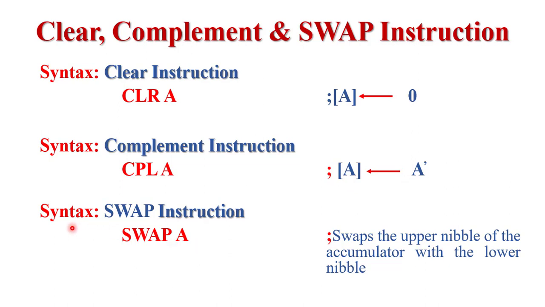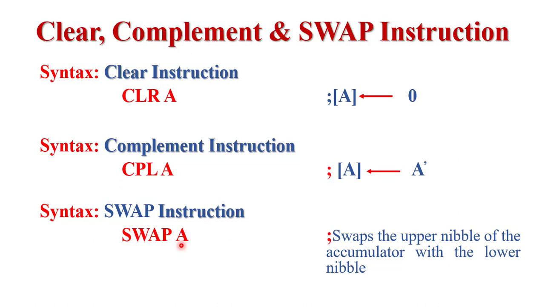Next instruction is swap instruction. The syntax of swap instruction is SWAP A. This instruction tells that swap the upper nibble of the accumulator content with the lower nibble of the accumulator content. Again I will tell you, third instruction is swap instruction. Swap instruction is swapping the nibbles of the accumulator. We know that accumulator is an 8-bit register. The 8-bit register is divided into two parts, lower nibble and upper nibble.